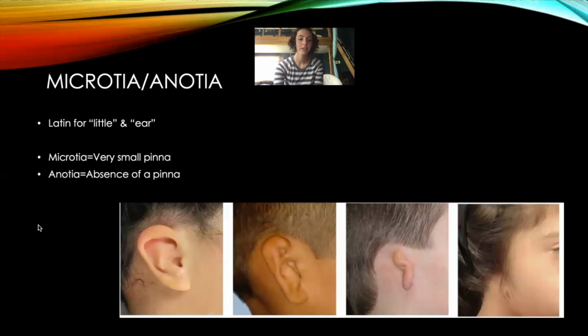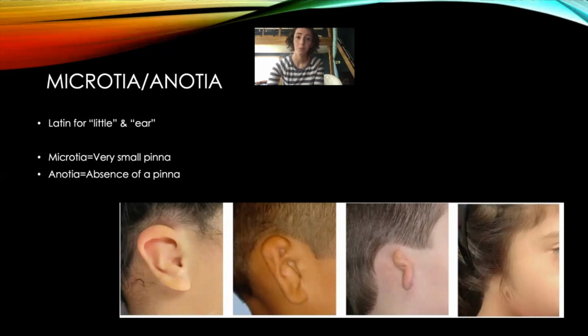Okay, so talking about microtia and anotia. Micro is the Latin word for little, and otia is ear, so little ear, microtia. Microtia is just a very small pinna. The ear does not fully develop during the first trimester of pregnancy. So a microtia ear is often smaller in size. It can have a peanut shape like this image right down here. It can have only a small nub or lobe present, or it can be completely absent like right here. Now when the pinna is completely absent, that is called anotia.